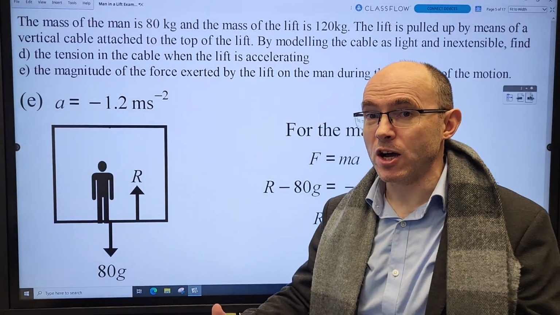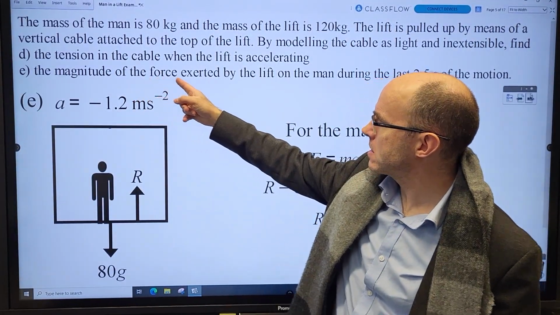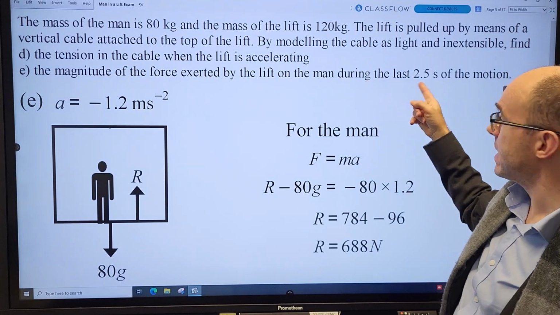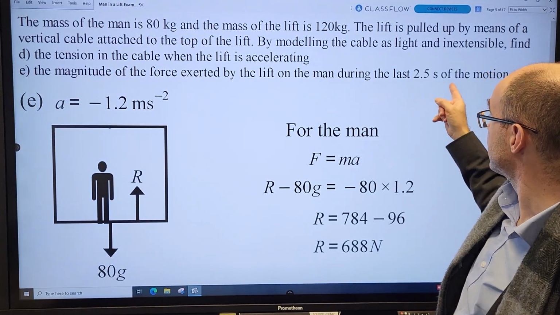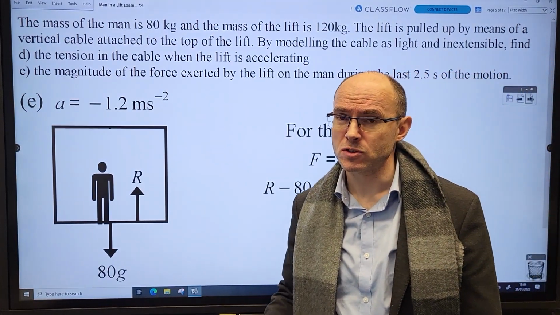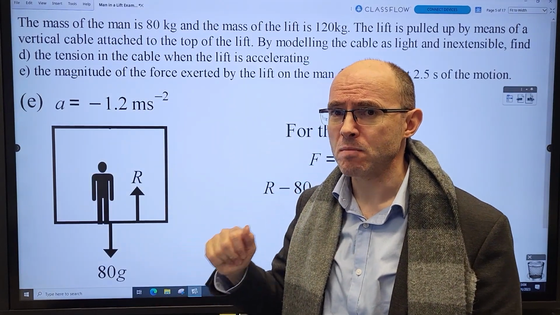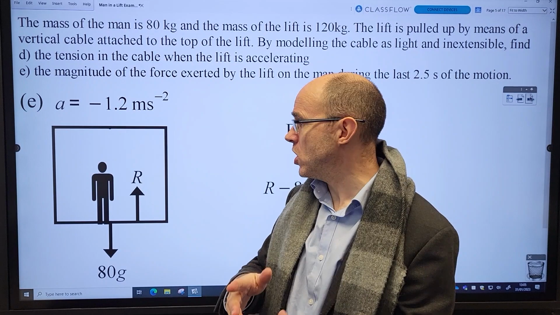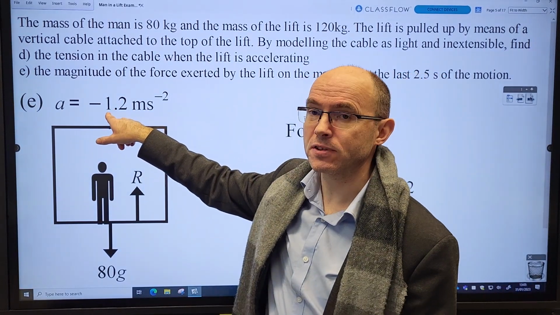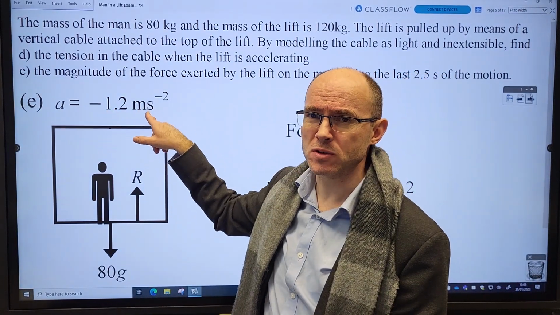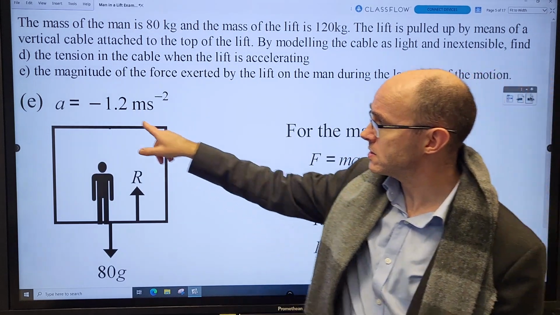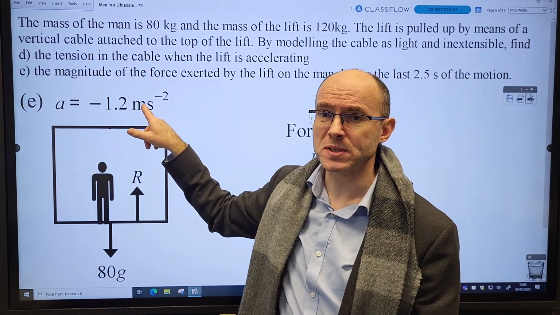Right, now we come to the last part. Find the magnitude of the force exerted by the lift on the man during the last 2.5 seconds of motion. So in the last 2.5 seconds of motion, the lift is decelerating. Remember we worked out what that acceleration was earlier. That acceleration is negative because it's decelerating, 1.2. We've got to make use of that in the F equals ma equation. So the acceleration is negative 1.2 meters per second squared.